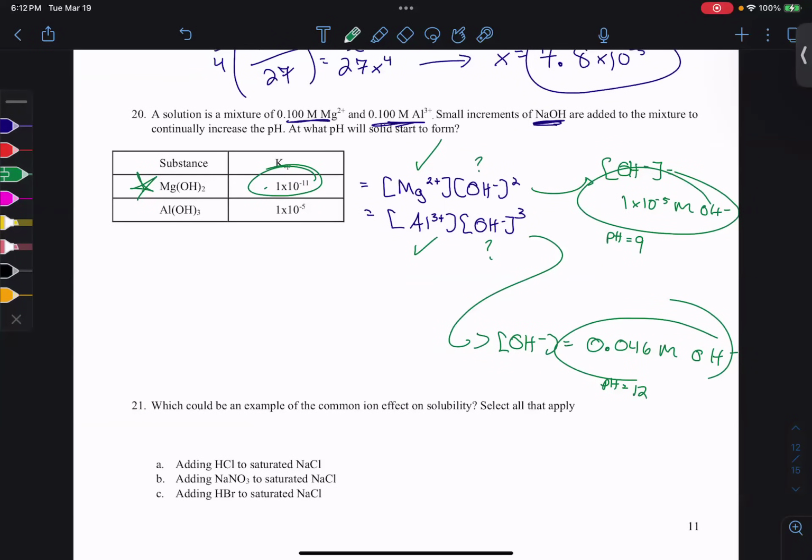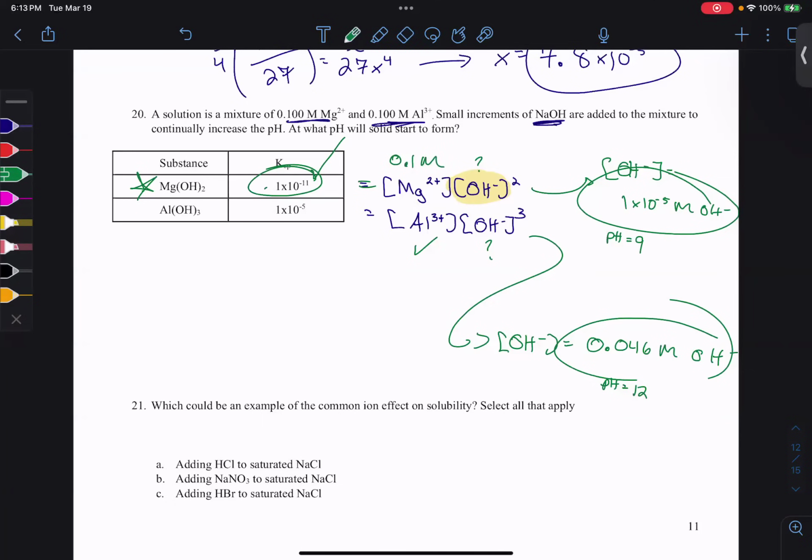How do we get the concentration? I solved for this. I know this number. I set it equal to magnesium. I know that number. We solve for hydroxide. There's one variable, solve for it. So you have to take the square root. The magnesium concentration is given in the question at 0.1 molarity.